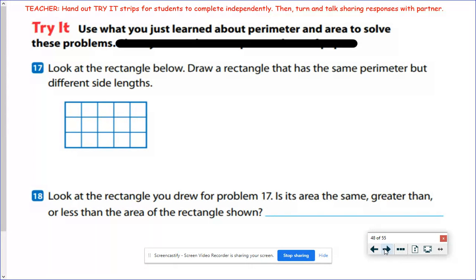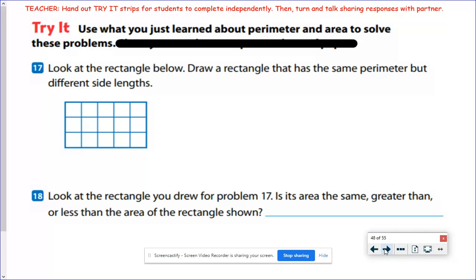I scanned and sent you this Try It strip. If you're where you can print it out, it's helpful to have that. This is the one I sent in class. I give you the little Try It paper strip. So if you're able to do that, if you'll just pause the video, locate that Try It strip and answer questions 17 and 18, and then check back with me to see what you came up with.